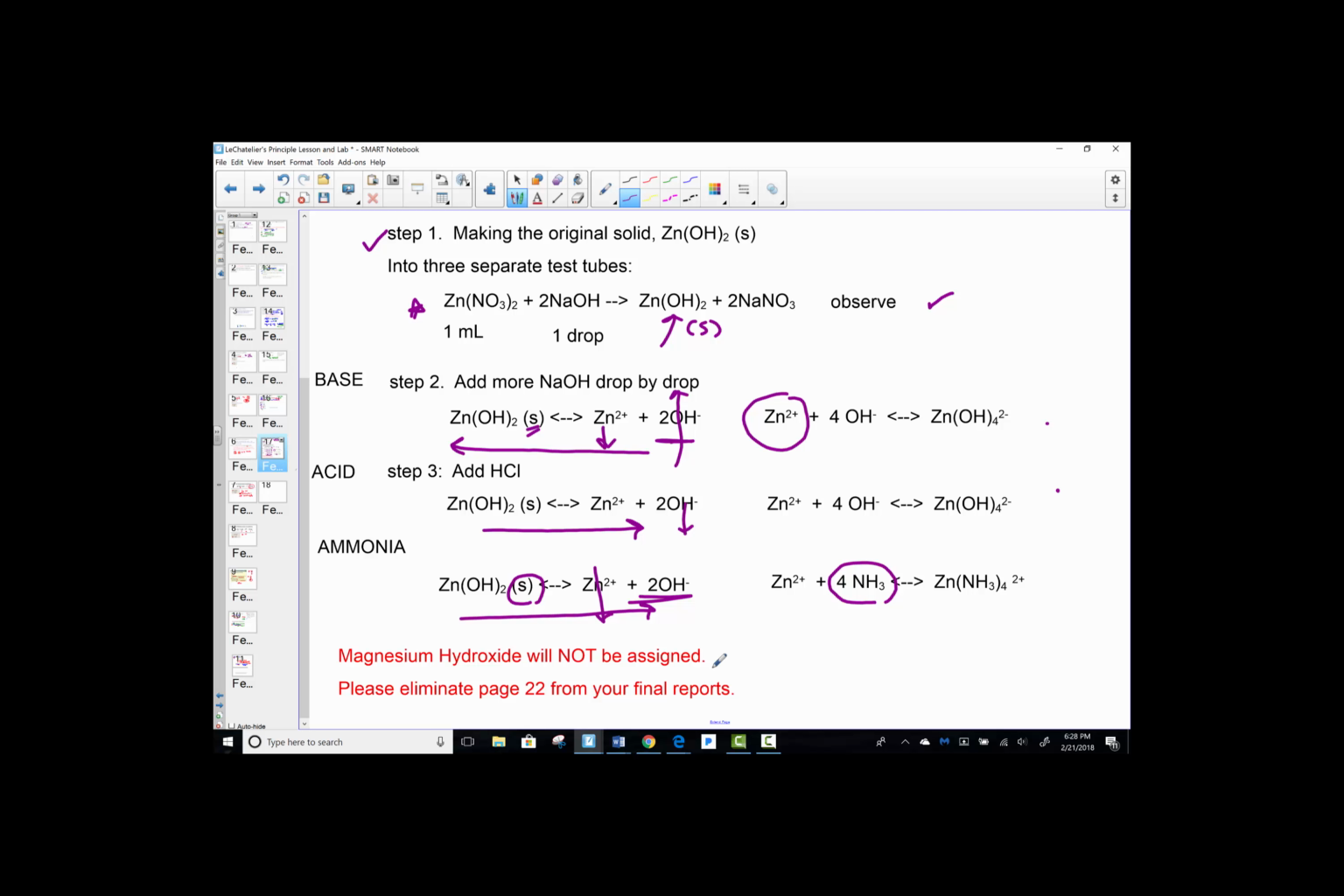I'd like you to cross out the magnesium hydroxide. It's exactly the same as zinc hydroxide. It's not worth doing to see this exact same result. So I'm going to ask you to cross out doing magnesium hydroxide, and that means you're going to eliminate page 22 from your lab report.